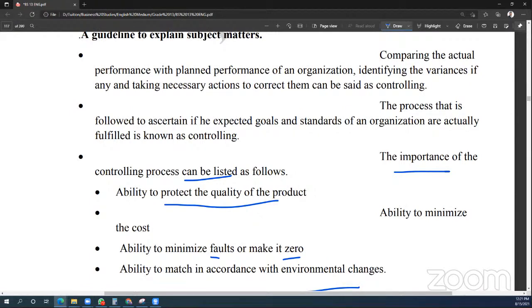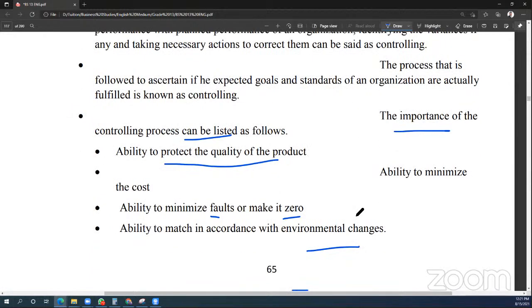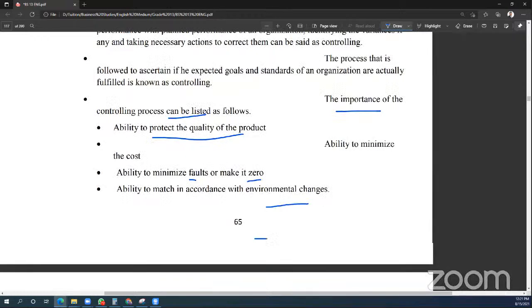To protect the quality, minimize the cost, right? Minimize faults or make it 0, right? So we can write one of 4 answers. Or maybe to evaluate the progress, right? Something like this, you can check on. And changing according to the environmental changes, right? Something like that, you can check. Guys, just write one of those as your answer.